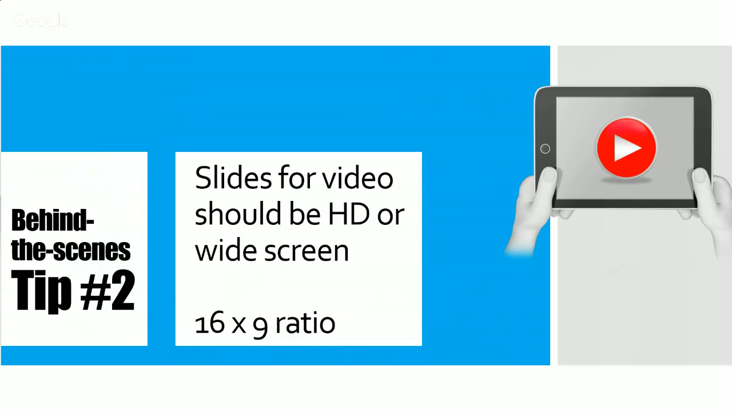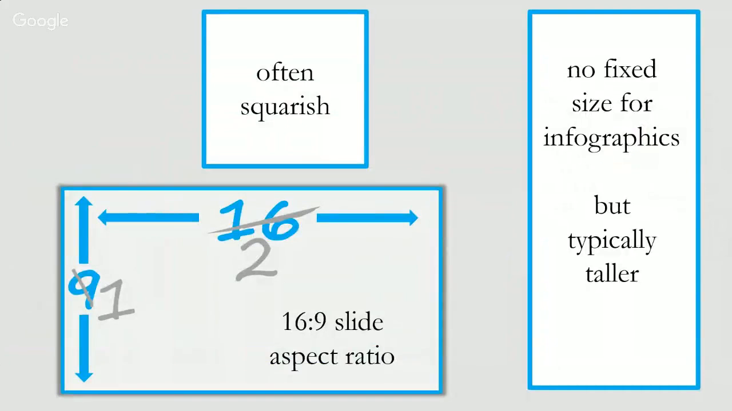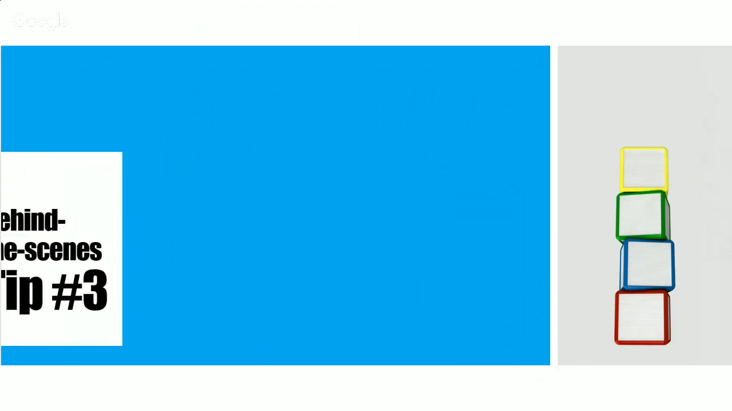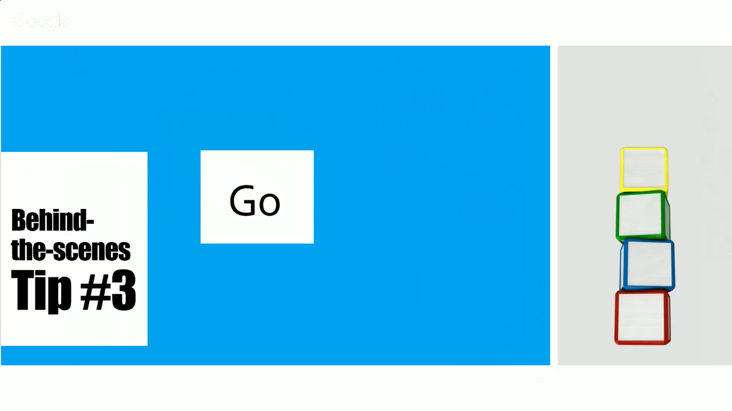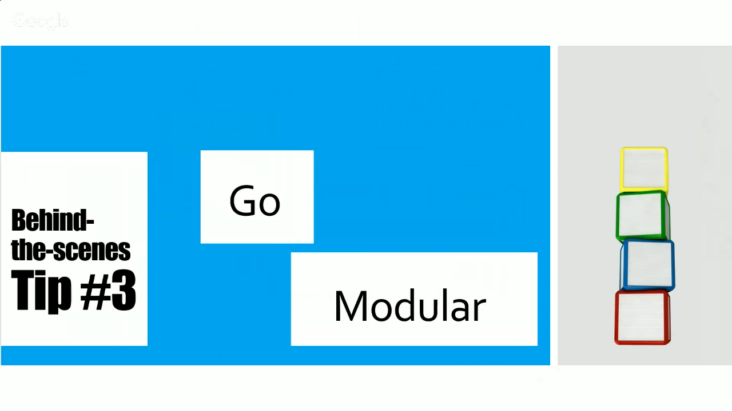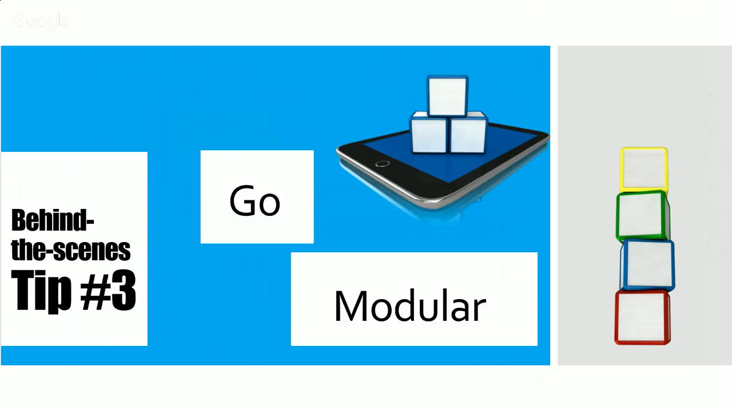So here's another tip for you then. If you're creating slides that are going to be used in a video, they should be HD or widescreen, which is on PowerPoint a 16:9 slide layout. So the solution now for our graphics in terms of how we're going to create this content to work in all these different shapes, the solution is to go modular and combine things together in different ways for those different formats, just like you would do with building blocks, right? You can stack them tall or you can lay them out side by side.